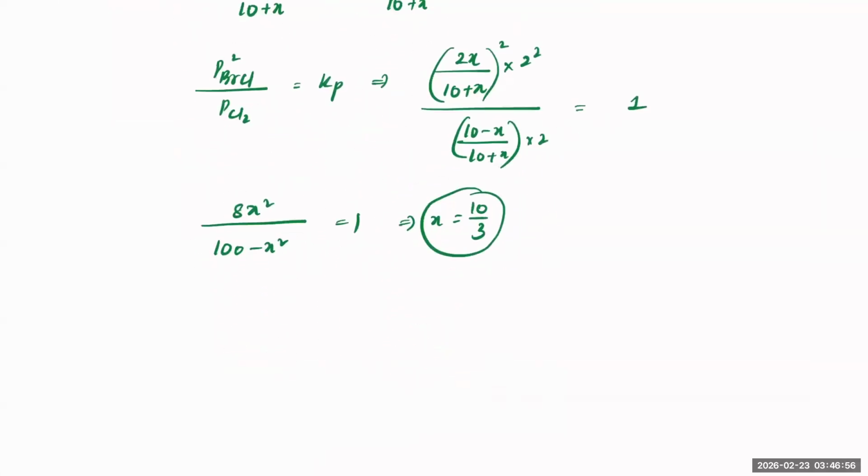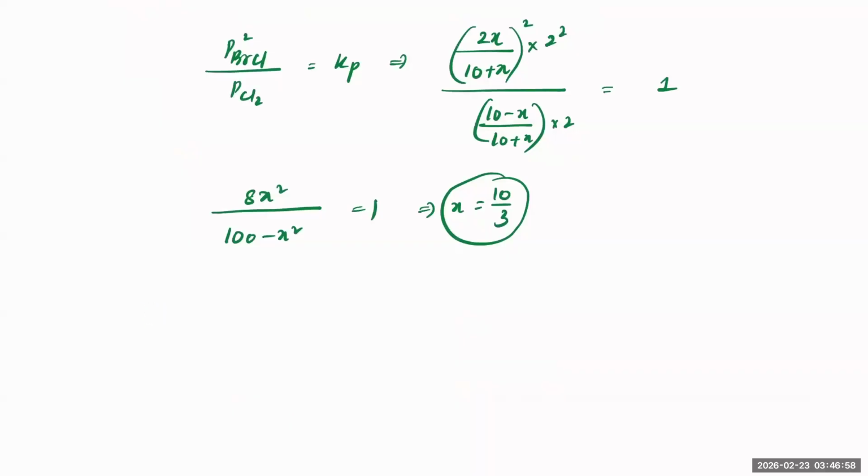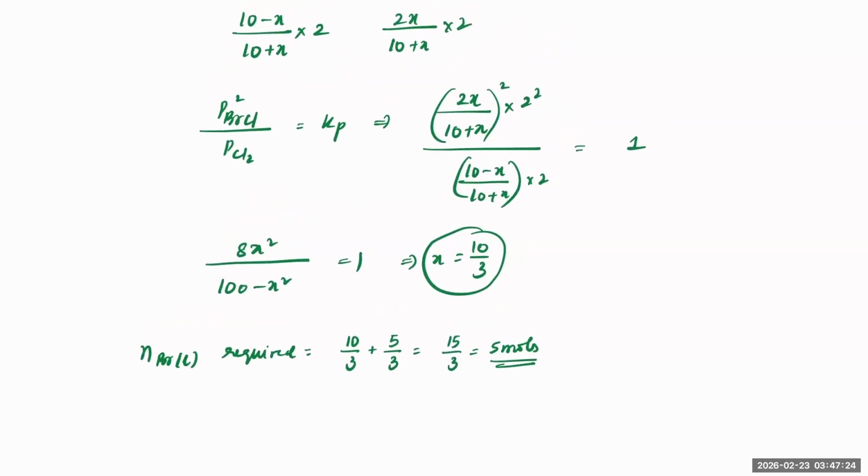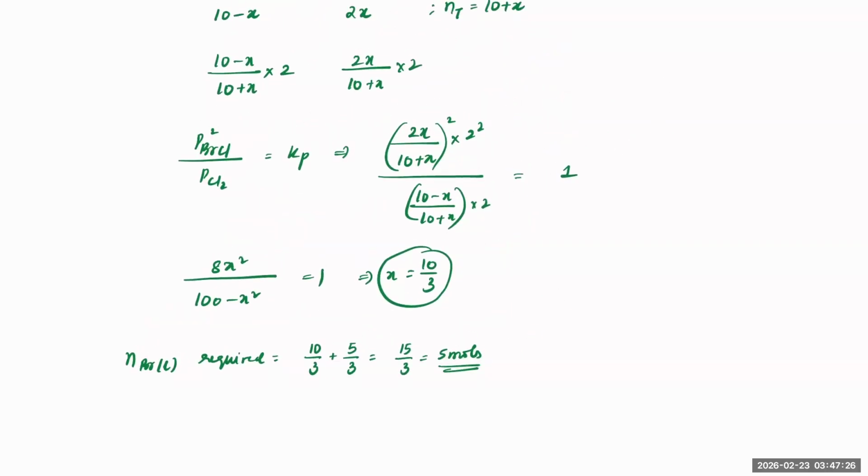So the number of moles of Br2 liquid required to maintain all of this will be a minimum of 10 by 3 for this one. And another 5 by 3 is minimum required to keep it in the vapor state, because otherwise we cannot get that bromine, right? So total that makes it 15 by 3. So total how many? 5 moles. So you forgot that 5 by 3 part of it. Clear, everybody?